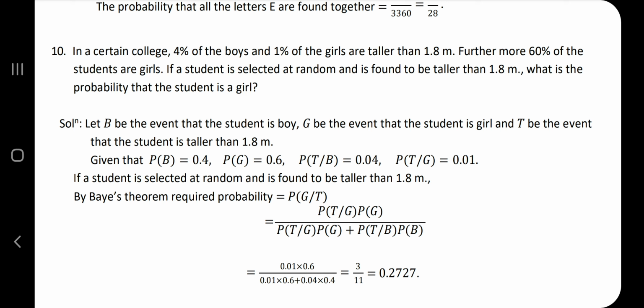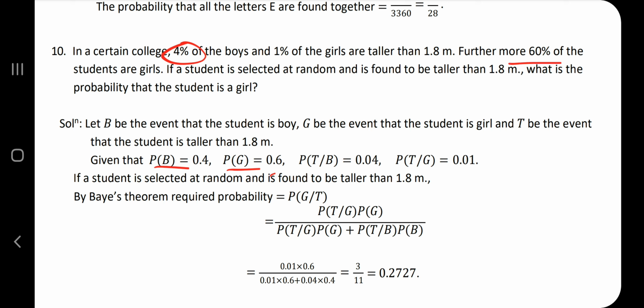What we need to find is P of G by T, the probability that it is a girl given that it is taller than 1.8 meter. So write the formula here. In this formula, what all do we need? P of T by G, P of G, P of T by B, P of B. Write those things. P of G is given as 0.6.